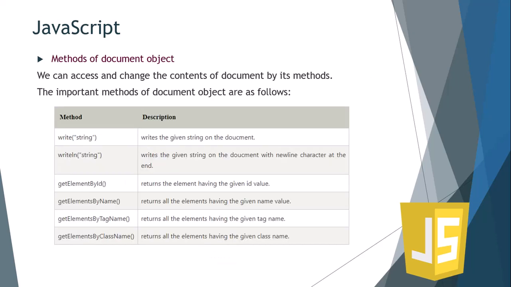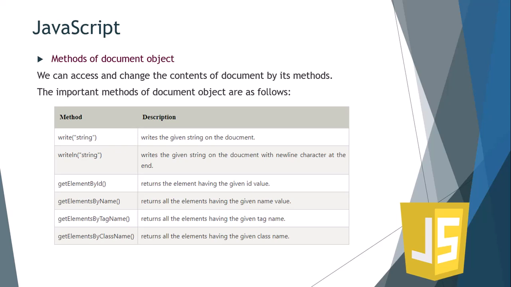Now the methods of the document object. What are the methods of the document object? We have write(string), which writes the given string on the document. Now we have writeln(string). This writes the given string on the document with a new line character at the end.